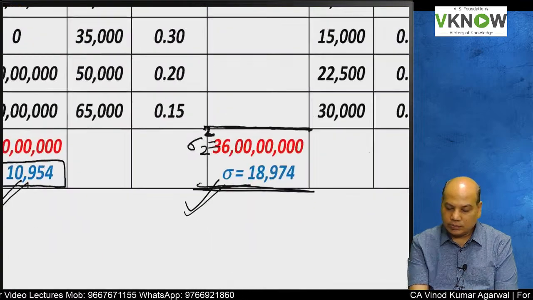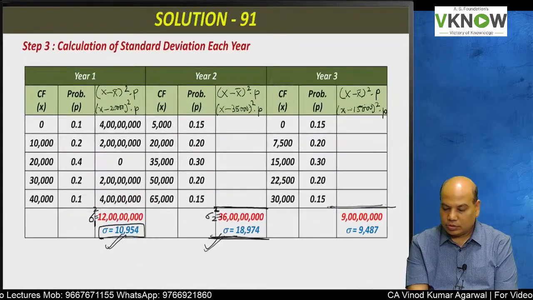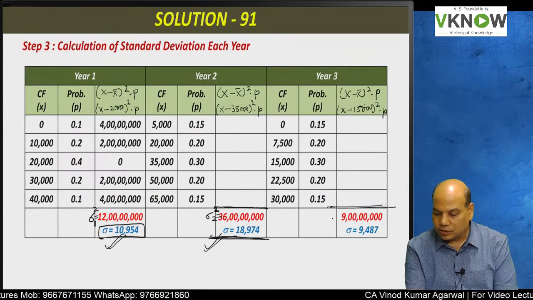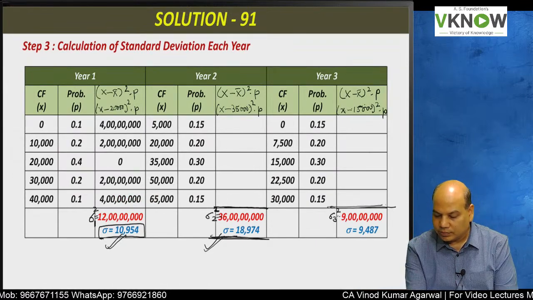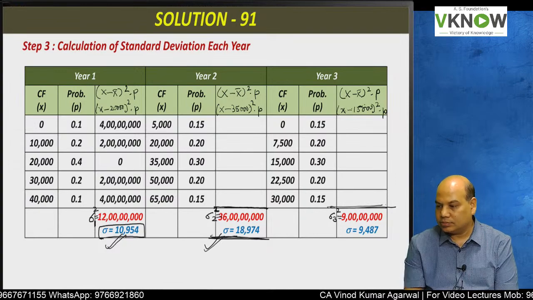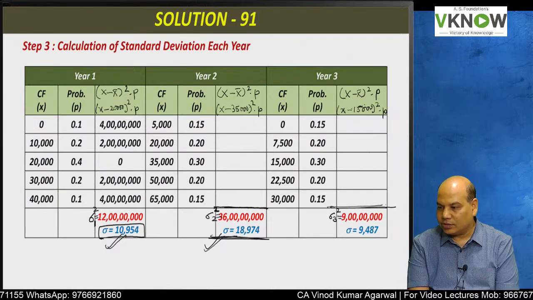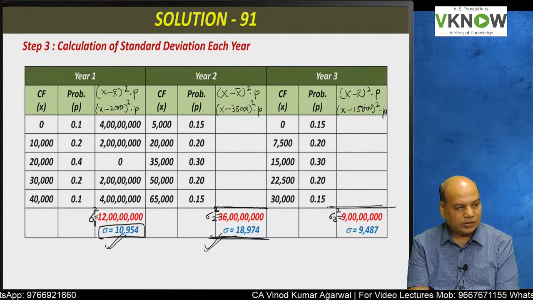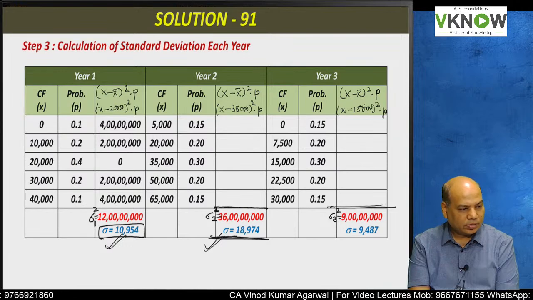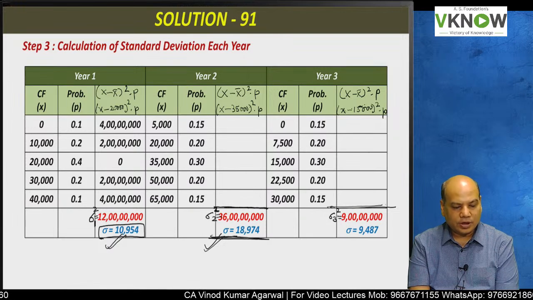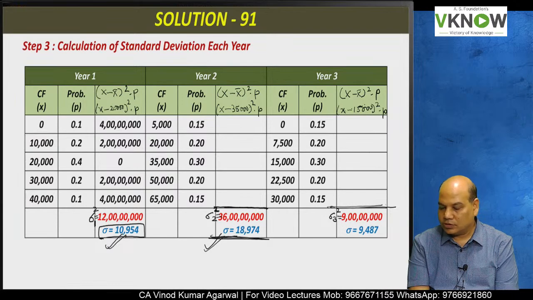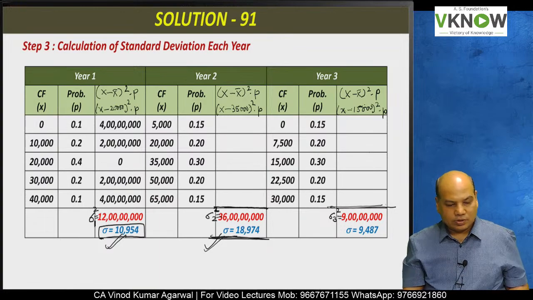Answer for third year is 9 crore. Total is 9 crore. Sigma 3 square is 9 crore. Write down. Sigma 3 square is 9 crore, and if you take the square root, it is 9487. Is it right? 9487, third year. So we have done the major calculation.